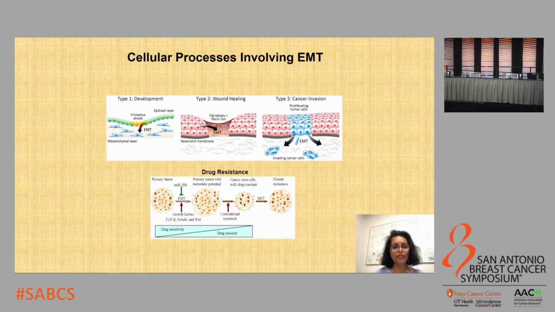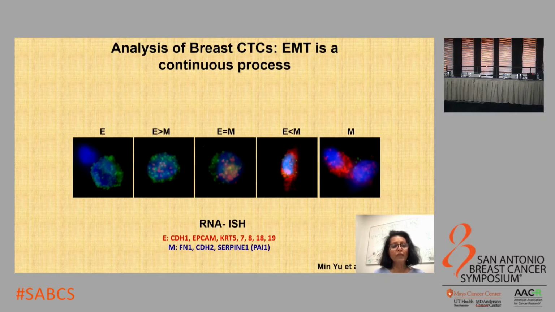to treat cancer patients. So using a highly sensitive RNA in situ hybridization method, which allowed us to use multiple probes against epithelial and mesenchymal states, we applied this to CTCs isolated from metastatic breast cancer patients, and we observed that EMT does not represent two distinct states, but instead is a continuous process with multiple intermediates.